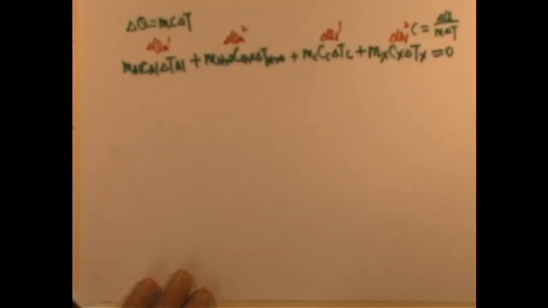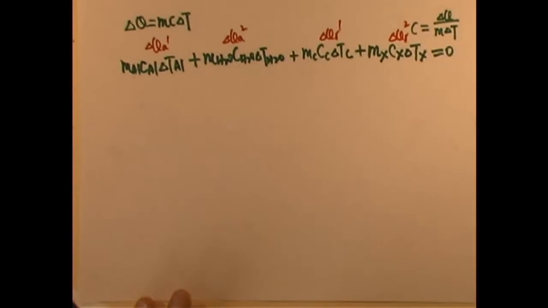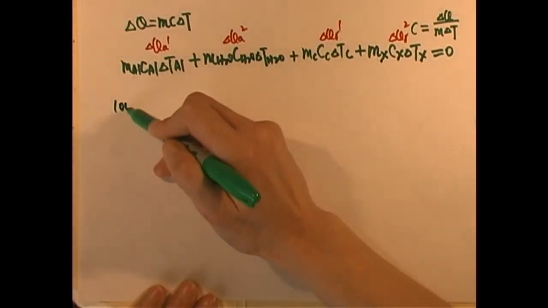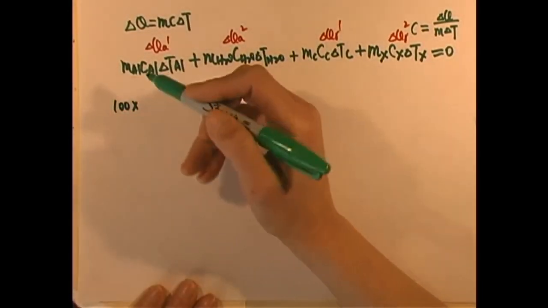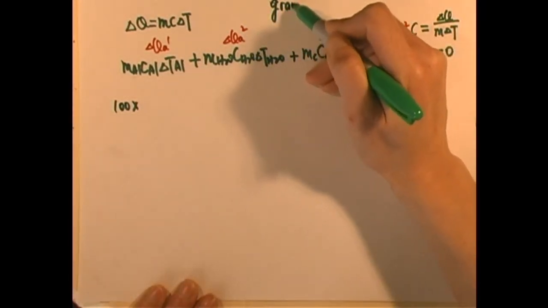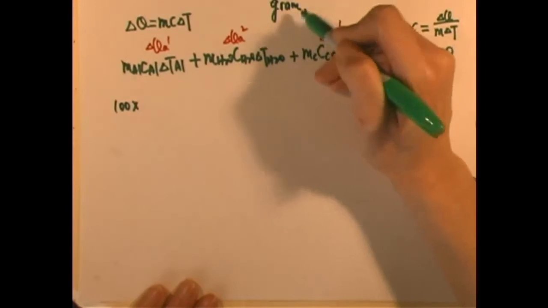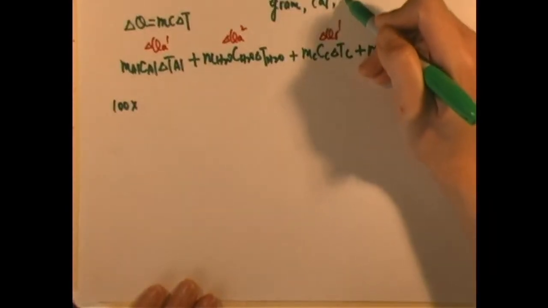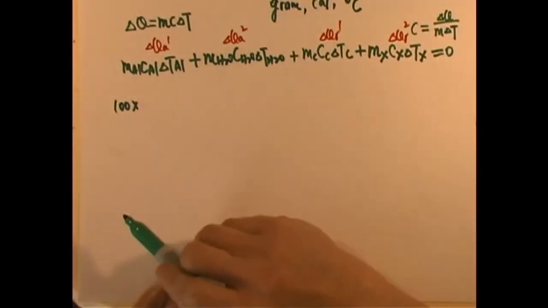So, as a matter of fact, let's look at the number. Now, the alumina is 100 grams. Remember, we use gram as the unit of mass, and calorie as the heat. Temperature we use Celsius. Okay, we use this system.